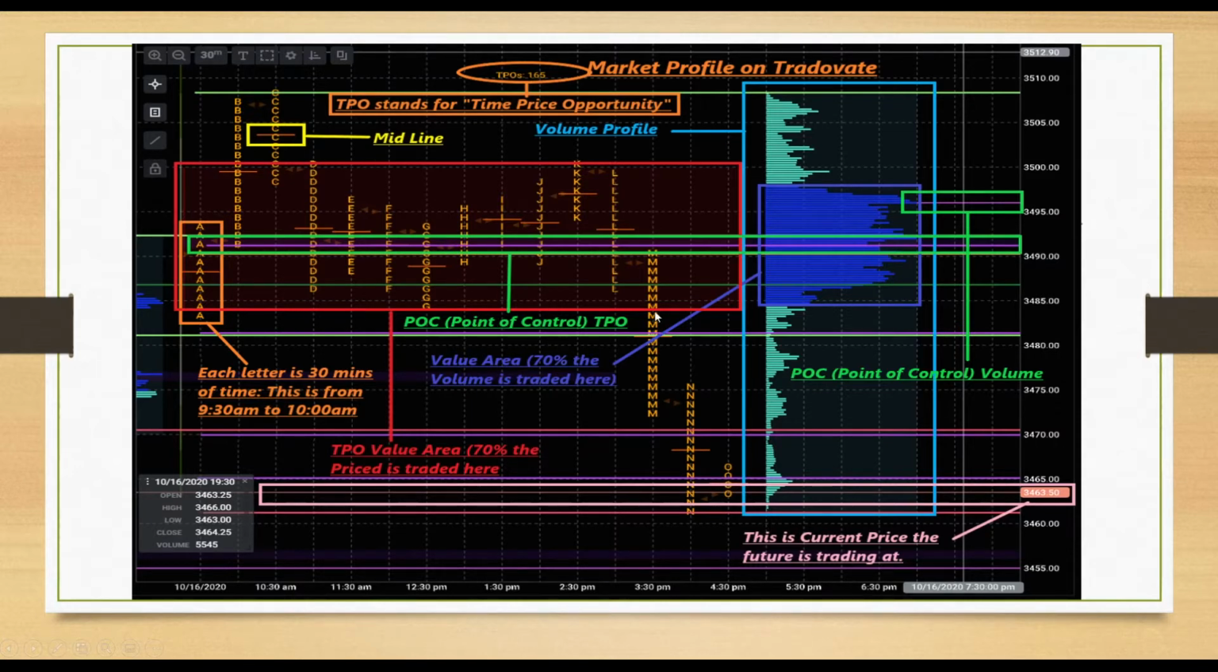Now we're going to look at this red line, and we're on the topic of value area. And this is the TPO value area. 70% of the price is traded in this range. So that's like your support and resistance. You know, if you traded every time it got to the top of that range, you could short and go down.